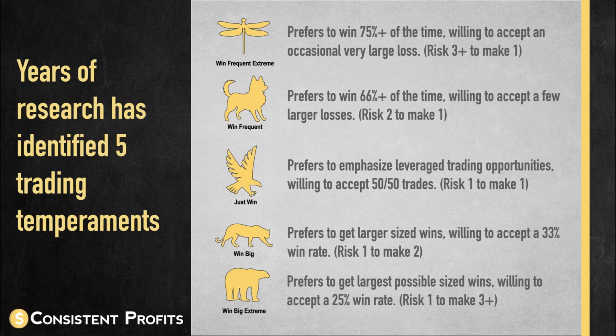The just win style traders, they're kind of like Peregrine Falcons, who only win about 5 out of 10 hunts that they go on. But they prefer to emphasize leveraged trading opportunities. Their goal is about a 50-50 win rate. They're willing to risk 1 to make 1. That's how they structure their trade, risk 1 to make 1.